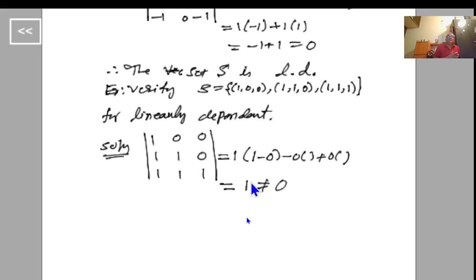If the determinant is not equal to 0, these are the three vectors of a vector space V3(R). The determinant is not equal to 0. Therefore, S is linearly independent. Okay, S is linearly independent. One more example.